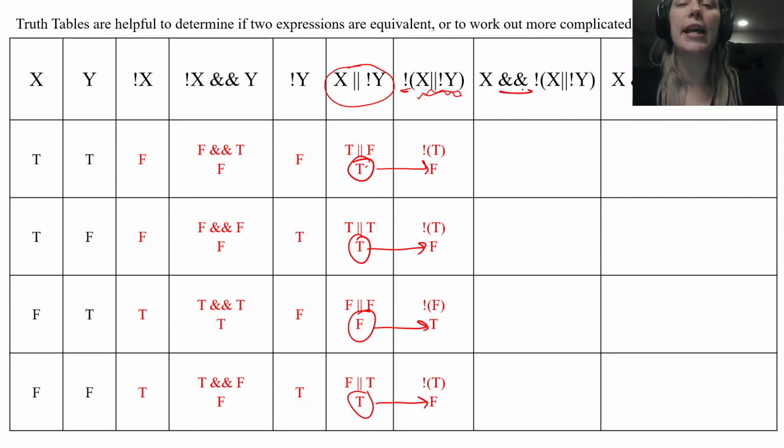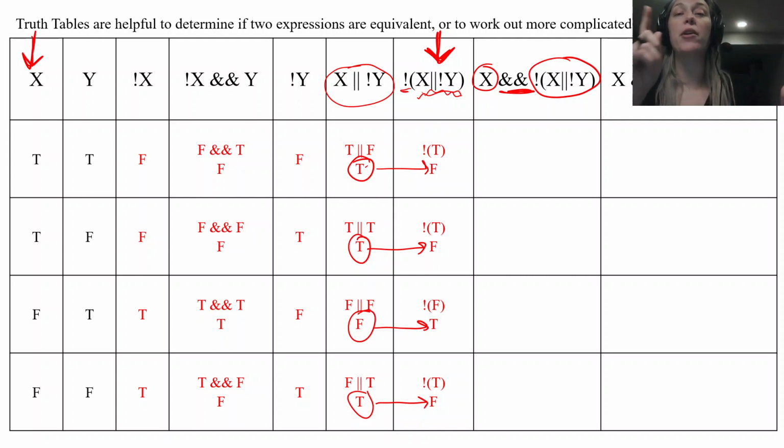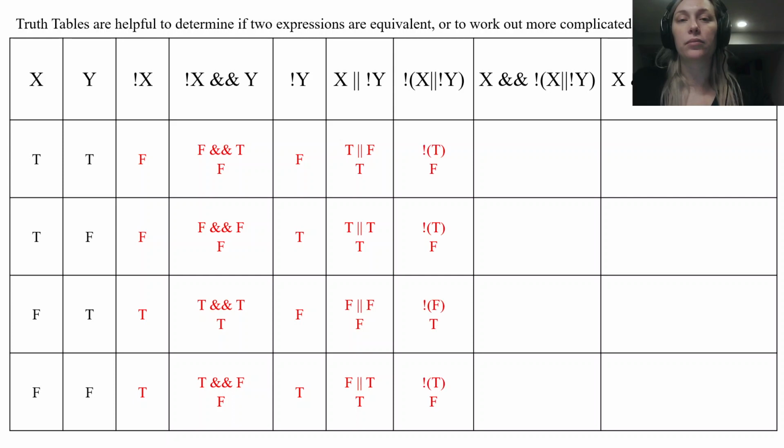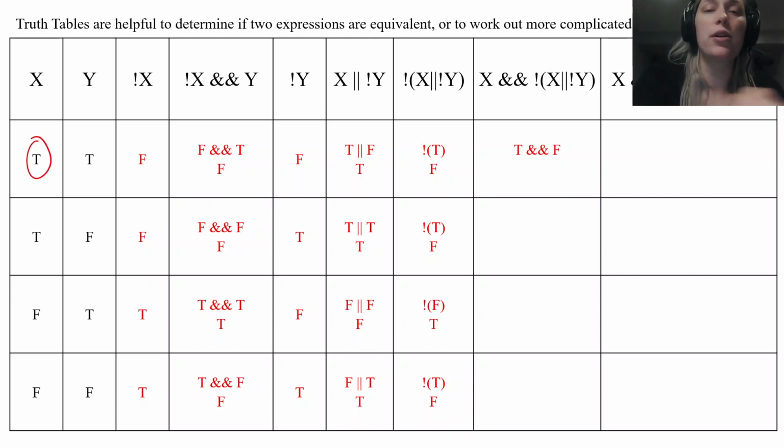The next one is the AND of X and that row I just figured out. So this row with my X. Okay. I'm going to be comparing those two columns with my ampersand, with my AND logic. Okay, so there we go. True and false. So X is true, and then this row is false. True and false evaluates to false.